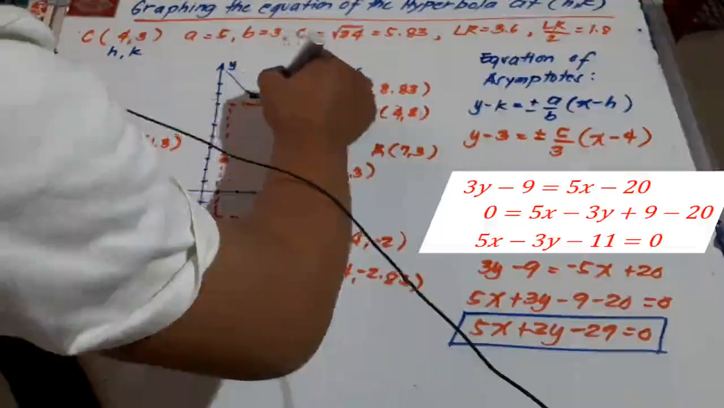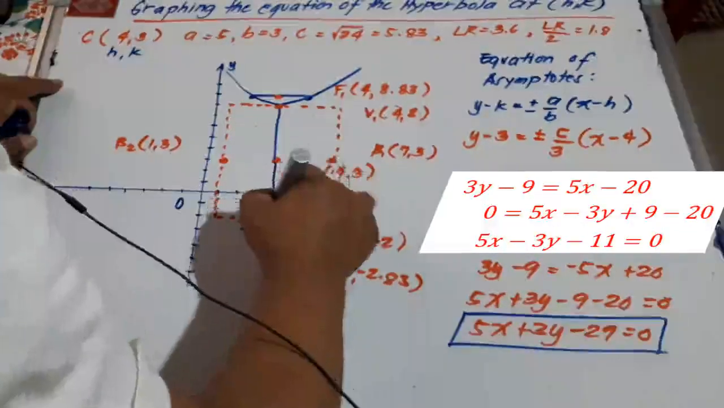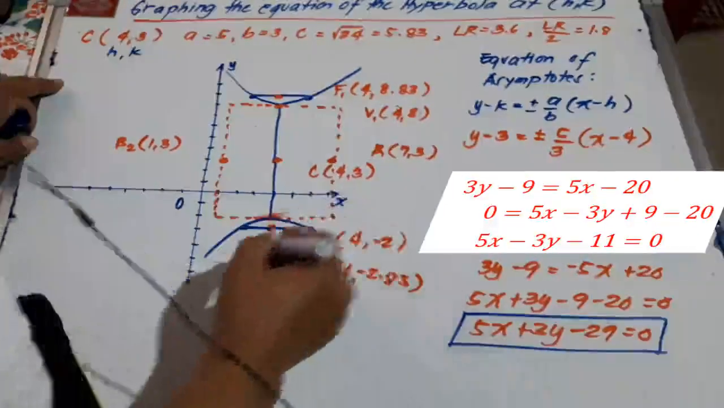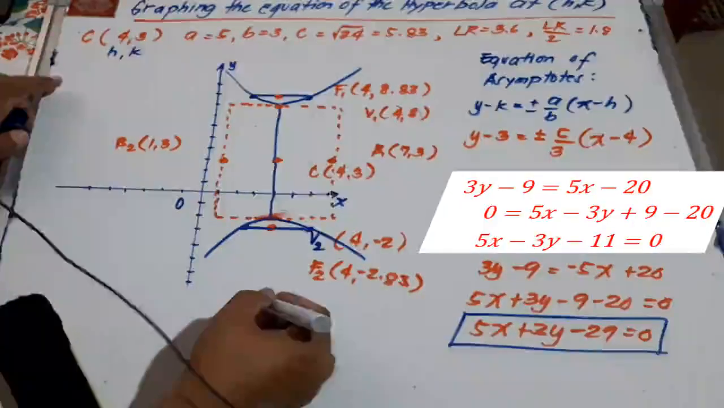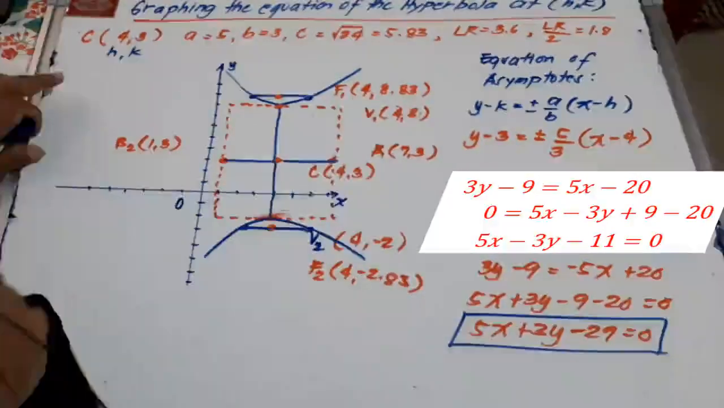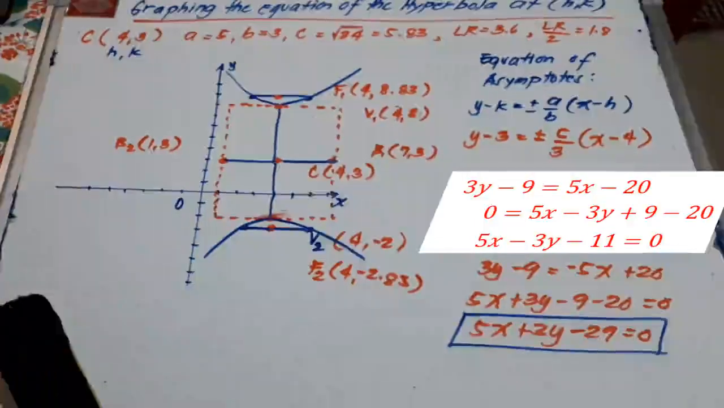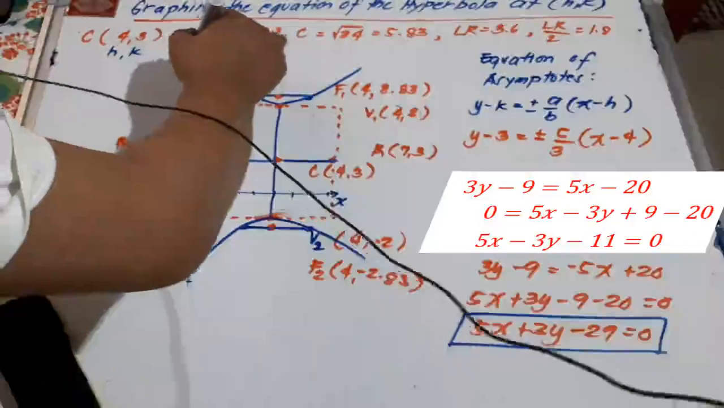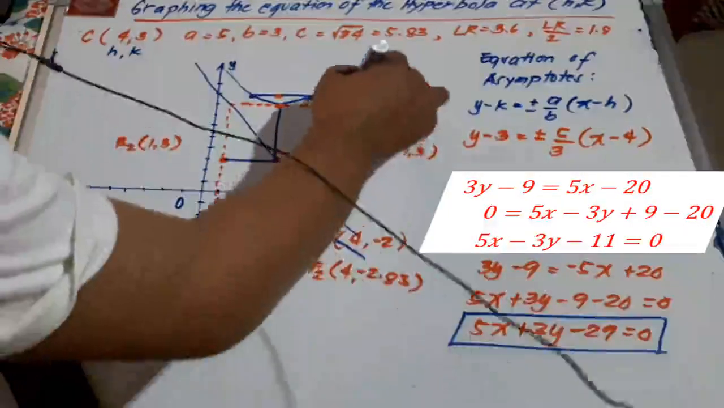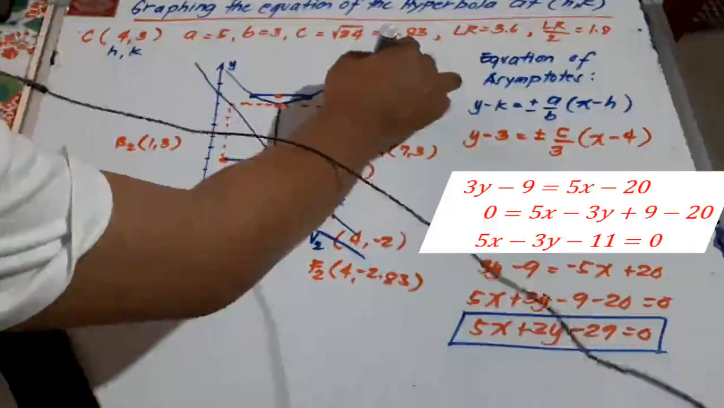Ito yung ating lateral recta. Ito yung ating transverse axis. Lateral recta. Okay. Then, ito yung conjugate axis natin. Okay, yung pahaba. Okay, yung ating asymptotes. Ito yung ating asymptotes. Tama sa center. Tama dito. And ito yung asymptotes natin. Yan. Okay.